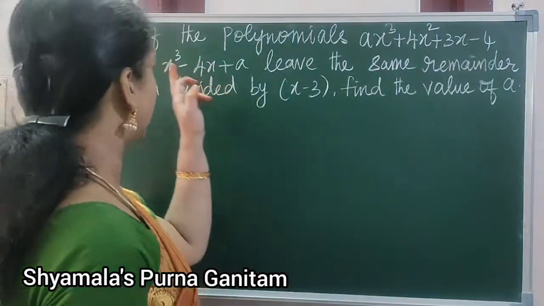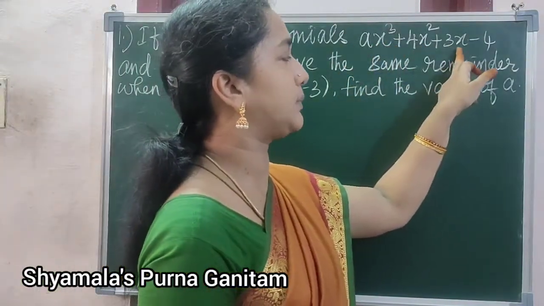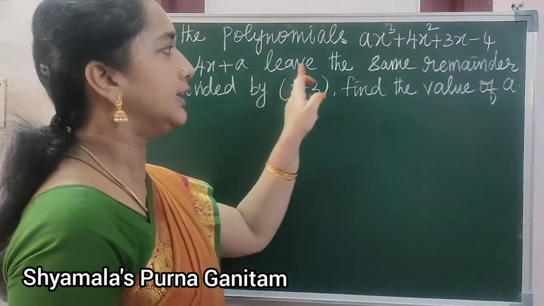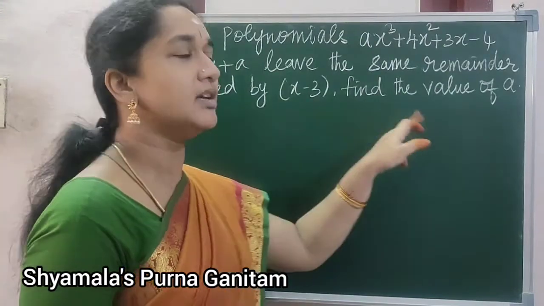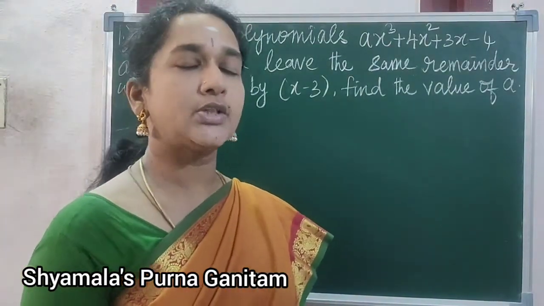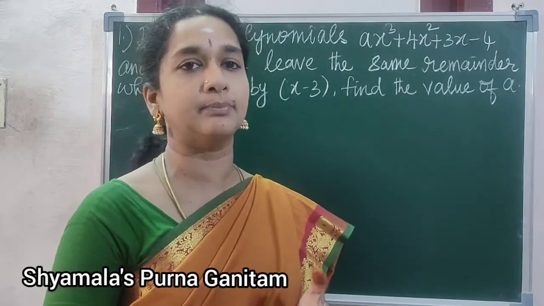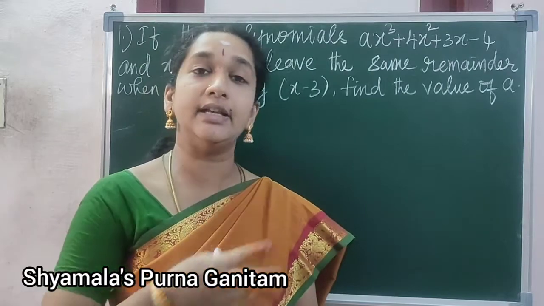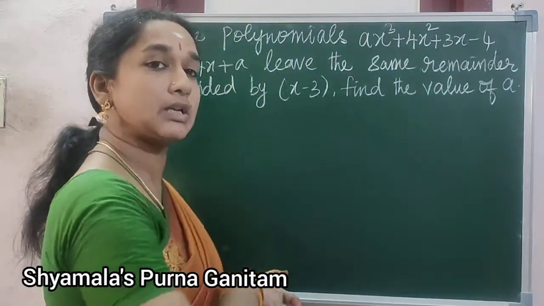Okay. First sum: if the polynomials ax cube plus 4x squared plus 3x minus 4 and x cube minus 4x plus a leave the same remainder when divided by x minus 3, find the value of a. So in polynomials, what are all the things we have learned? Factor theorem, remainder theorem, factorization of polynomials, then identities, all these things we have learnt. So okay, this one is remainder theorem.